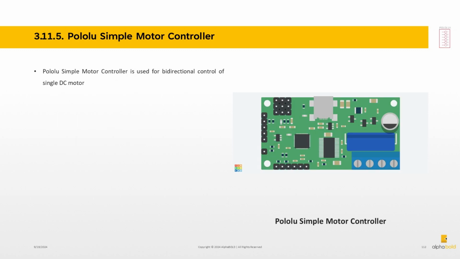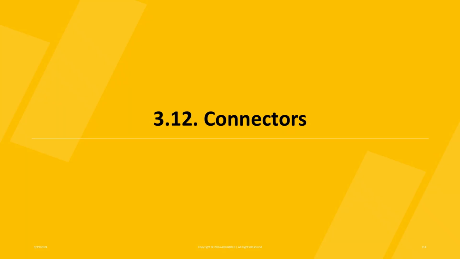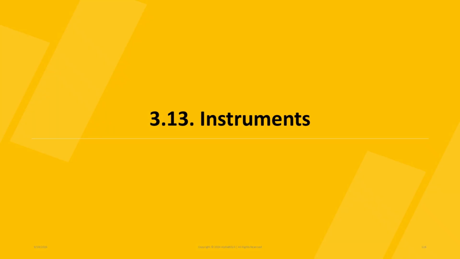Pololu simple motor controller is used for bidirectional control of a single DC motor. H-bridge motor driver. Capable of running two DC motors or one bipolar or unipolar stepper motor. Connectors. For example, here you can view an 8-pin header with 0.1 inch header spacing and a type A male standard USB connector. Instruments.